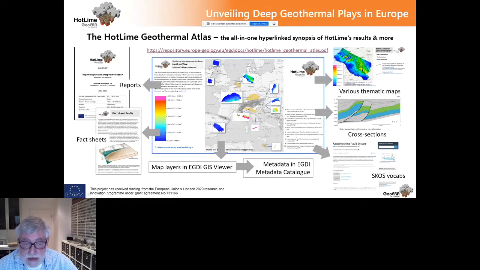So our results ended up in one big result, the all-in-one hyperlinked synopsis of the Hotline results, which is the Geothermal Atlas. It includes maps of the different areas, thematic maps, and cross sections of these areas. We've also linked it all to a vocabulary where all the features are explained. It's linked to the reports, and it also contains fact sheets to further illustrate what we are doing and why we are doing it. And of course, all the map layers are in the EGI and with the metadata. I best show you this with an example.